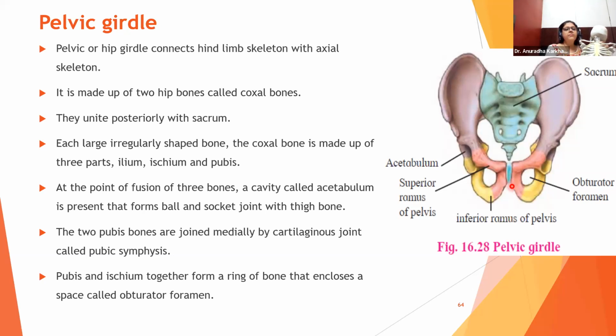Okay, fine. Pubis and ischium together form a ring of bone that encloses a space called as obturator foramen. So look here, where my finger is coming out, you can see this. This is the obturator foramen, right? So the pubis and the ischium. So this is the pubis, the pink one. This is the ischium. It forms a cavity called as obturator foramen. Clear? Simple.